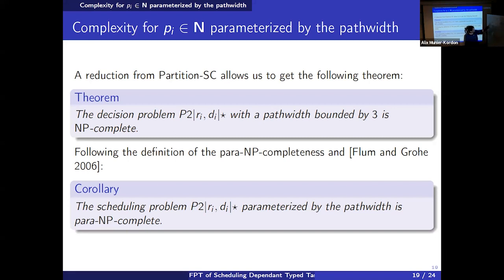It's not a problem, and we can then transform this problem into a problem like this one. And this allows us to prove that this problem is NP-complete. And the consequence, if you look at the definition of para-NP-completeness, it means that the same problem parameterized by the pathwidth is para-NP-complete, meaning there is no way to consider only this parameter to get an FPT algorithm. Okay.